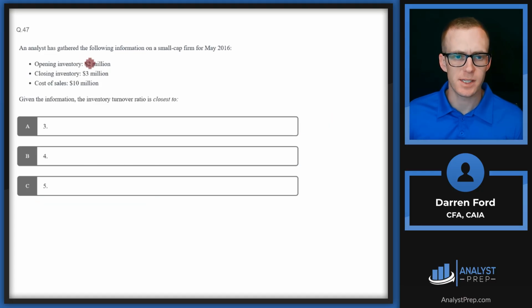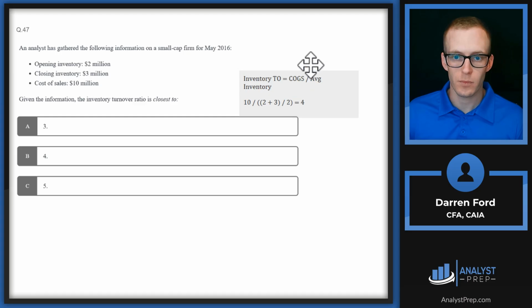Answer A. An analyst has gathered the following information on a small cap firm for May 2016. Opening inventory, closing inventory, and cost of sales. Given the information, the inventory ratio is closest to. This would be a pretty straightforward formula. Let's walk through this calculation.